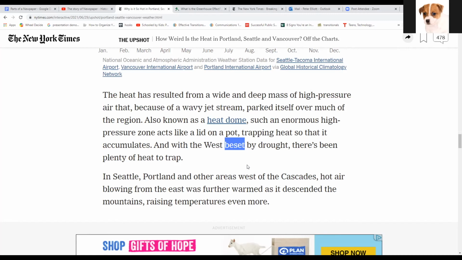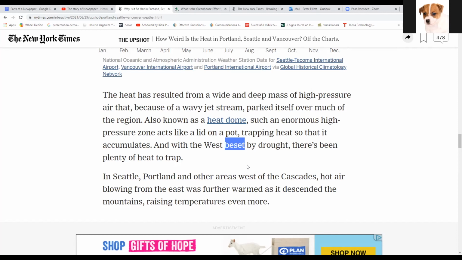I'll start at "also known." Also known as a heat dome, such an enormous high-pressure zone acts like a lid on a pot, trapping heat so that it accumulates. And with the West beset by drought, there's been plenty of heat to trap. So we know from Shosha that drought is no water. We know that drought is a bad thing.